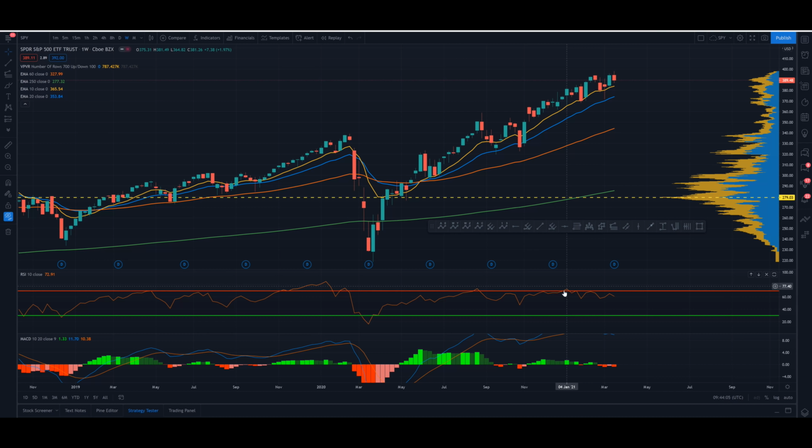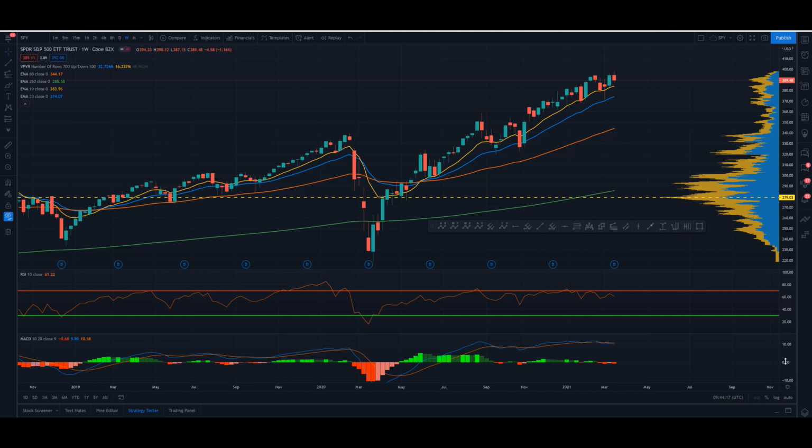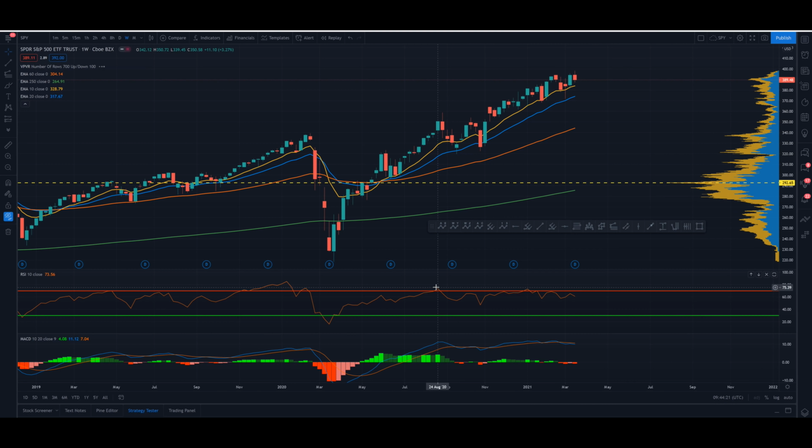the 4th of January, reached overbought conditions, and then we've set a series of lower highs in the RSI while we've set a series of higher highs in price. This is what we call bearish divergence. It's an ongoing feature of the market. Even during this huge bullish move up, we've been continuing to build these bearish divergences.